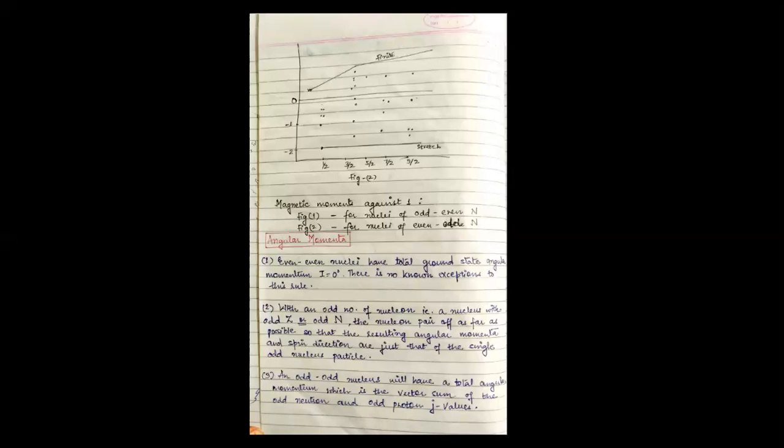And the third and last conclusion that we draw for the angular momenta with the help of the shell model is that an odd-odd nucleus will have a total angular momentum which is the vector sum of the odd neutron and the proton J values. With this, we come to the end of this topic, shell model.